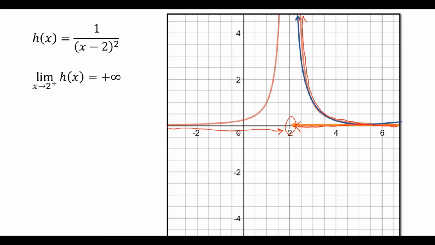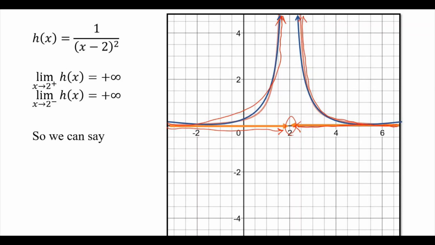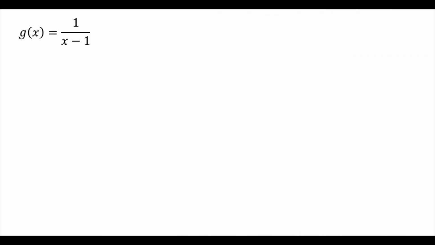You notice when we approach x equals 2 from below, the function increases without a bound again. So we write down that the limit of h of x as x approaches 2 from below is equal to positive infinity. This will conclude that the two-sided limit of h of x as x approaches 2 is equal to positive infinity. Let's look at the next function.